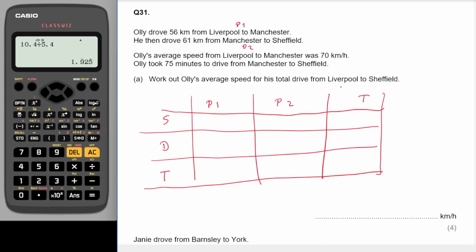Part 1 of the journey was Liverpool to Manchester, which was 56 kilometres, 56 km. Then drove 61. Part 2 was 61 kilometres. Average speed from Liverpool to Manchester, that's part 1, was 70 kilometres per hour. Ollie took 75 minutes to drive from Manchester to Sheffield. 75 minutes is an hour and 15, so 1.25 hours.